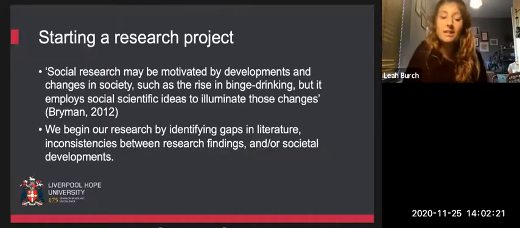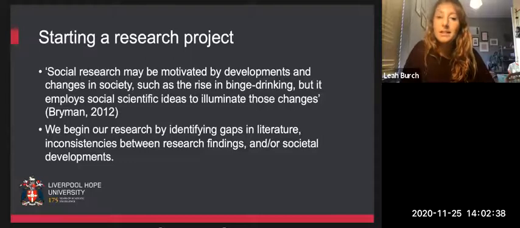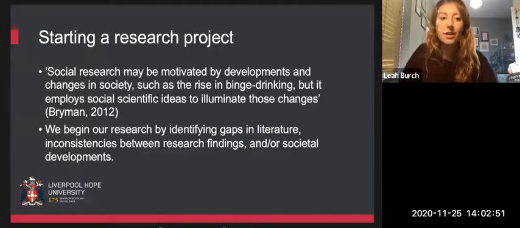So to begin research and to start a project, we obviously need to identify what that thing is that we're motivated to go and research, that we're interested in. But then we also need to research the literature. So identifying key themes, patterns, trends, gaps in the literature. Are there any inconsistencies between different research findings? And or societal developments that mean that this is a really important topic right now for us to go and research.